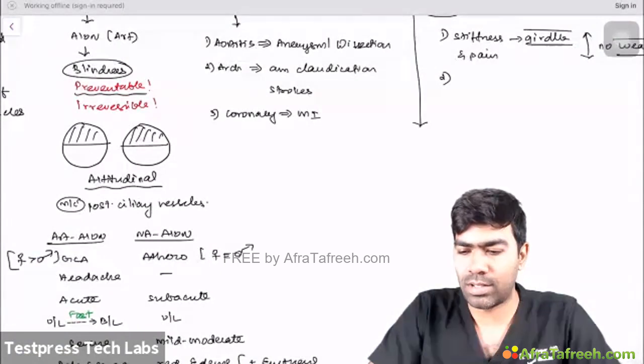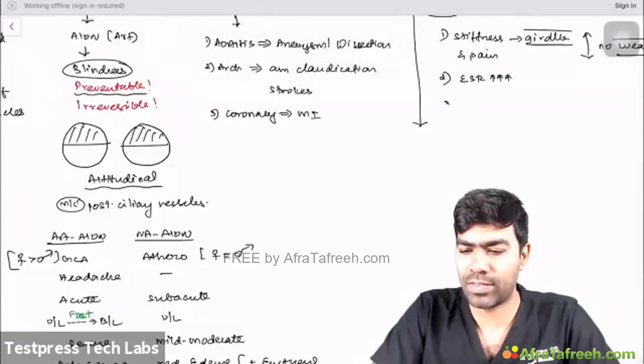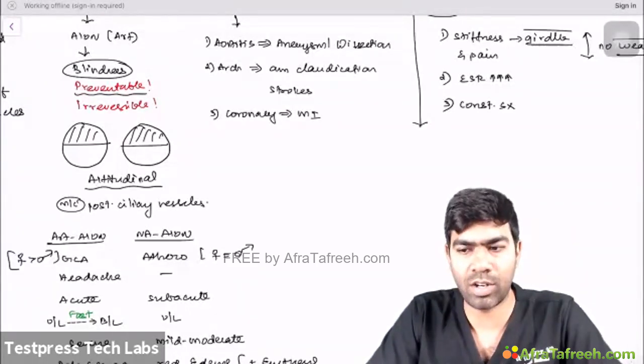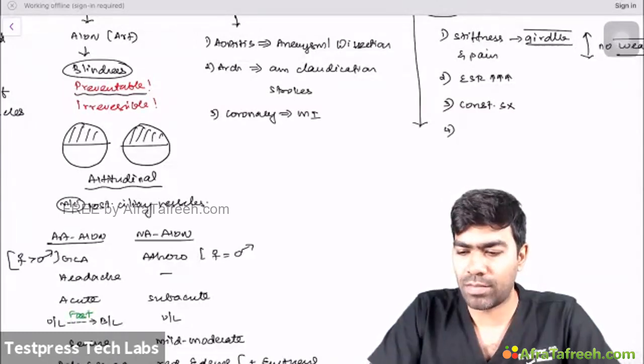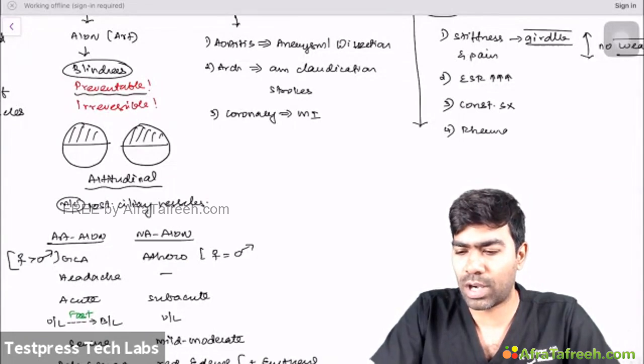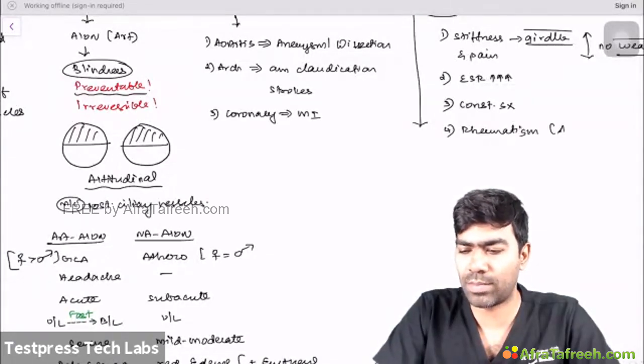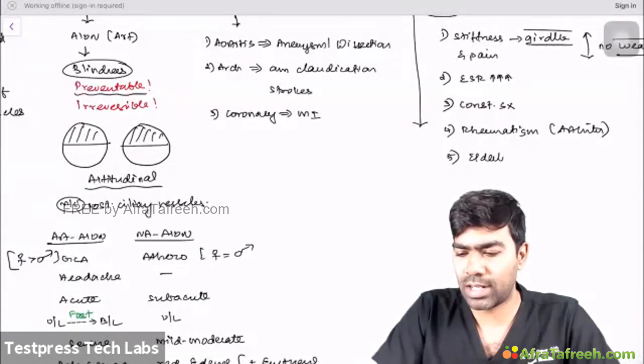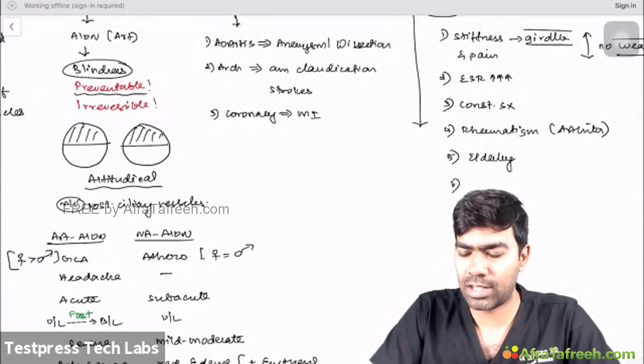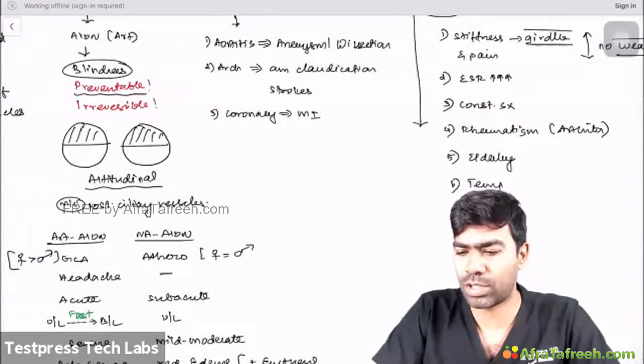And they might have an ESR elevation like that of giant cell arteritis. Significant ESR elevation will be there. And they also, like giant cell arteritis, will have typical constitutional symptoms like fever, weight loss, and all this stuff. Remember, all the vasculitis, as I told you, will have constitutional symptoms. And very commonly, they will have a rheumatoid arthritis-like picture, which means we call it rheumatism, which means they are going to have arthritis also. And again, like giant cell arteritis, they're very common in elderly. And similarly, they have a good association with giant cell arteritis, that is temporal arteritis.